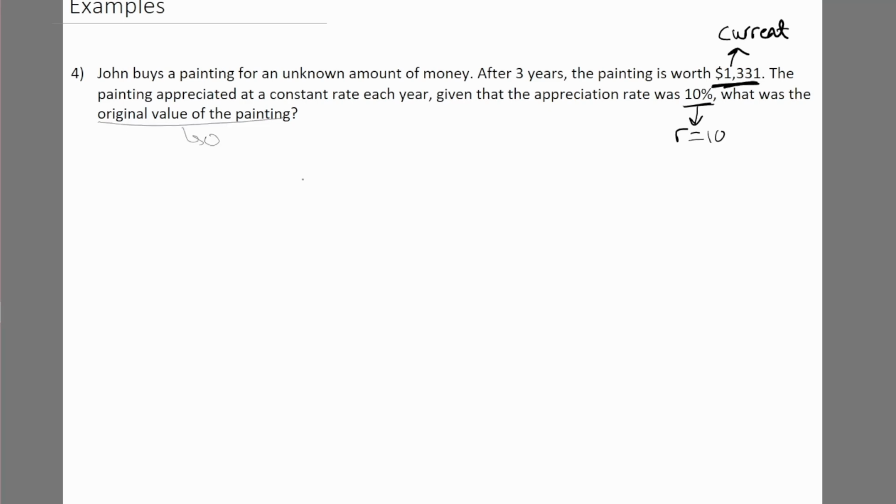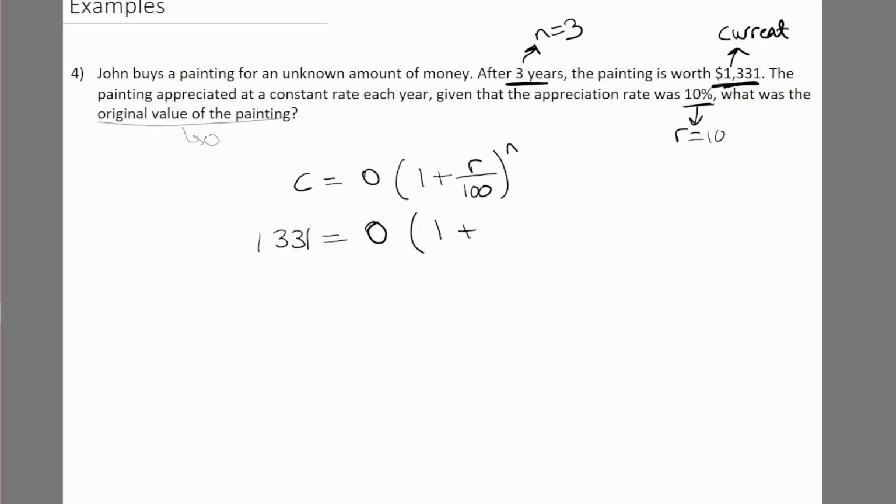So again, we're going to use the rule. The current value is equal to the original value multiplied by 1 plus R over 100, to the power of N. We use a plus here because this is appreciation. After 3 years, this is N. So we know the current value, which is 1,331, is equal to the original value, which is unknown, multiplied by 1 plus R, which is 10 over 100, all to the power of 3, right?